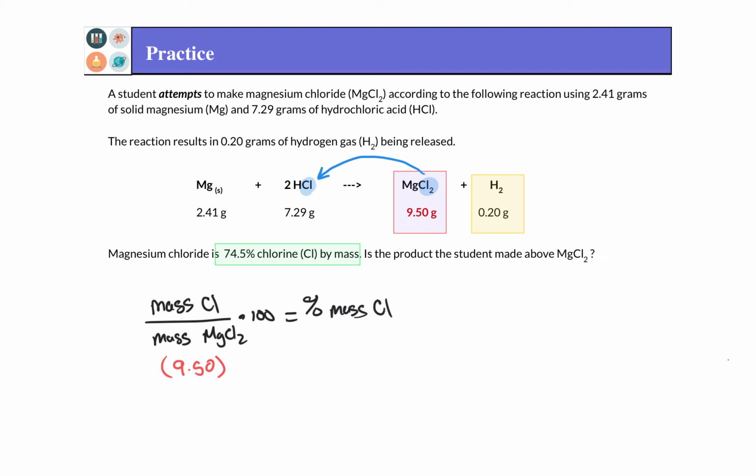So that means that out of the 7.29 grams of hydrochloric acid we started with, 0.20 of it is hydrogen, meaning 7.09 grams of it must have been chloride. Given that matter is not created or destroyed in a chemical reaction, all of that chloride should have made its way into the magnesium chloride. So we take that 7.09 grams of chloride, and we divide that by the 9.50 grams of magnesium chloride, and we multiply that by 100 to make it a percent. And then we find that, yeah, we have 74.6% chlorine by mass, which is pretty much the exact same number, with a little bit of a rounding error. So it's likely the student made magnesium chloride.